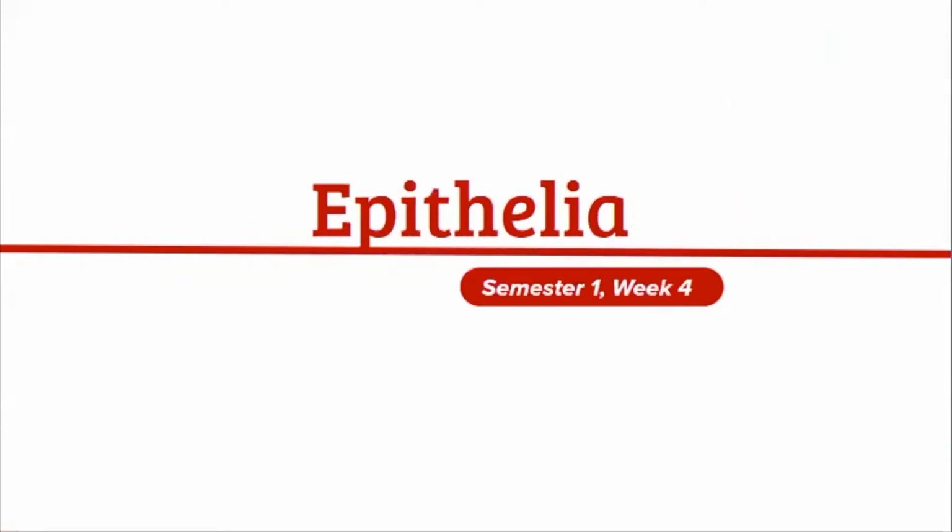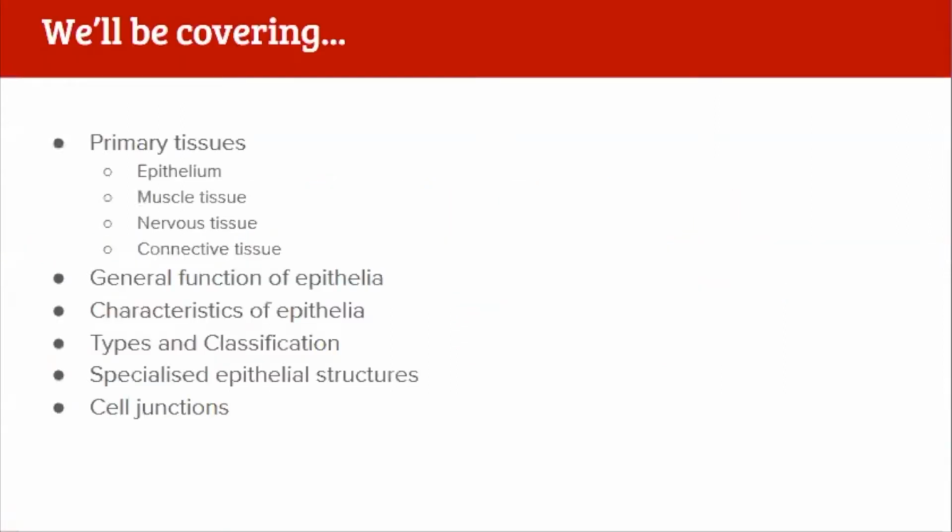So what does that entail? With epithelia, we'll be running quickly over what primary tissues are, the epithelium being one of them, and we'll also be talking about the general function of epithelia, the characteristics, some types and classifications, as well as specialized epithelial structures, and a quick talk about some cell junctions.